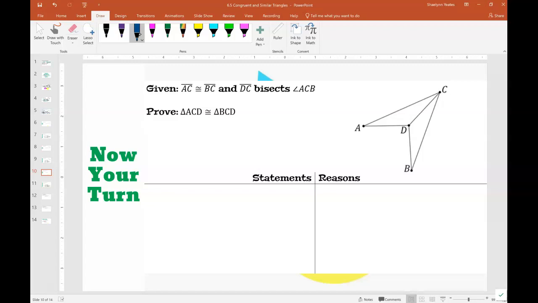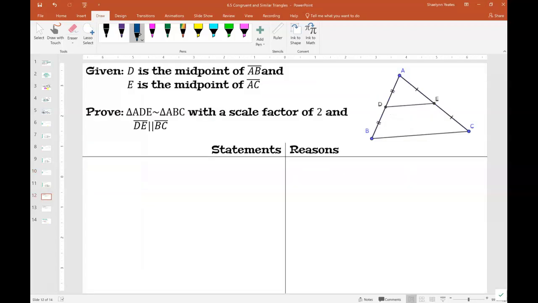Here you're going to prove that these 2 triangles are congruent, and when you are done with that, we will meet back here about proving the midpoint. So we're going to be proving something called the mid-segment theorem, and this is what builds that. So that is a perfect lead up into that, and we will meet back here in a few minutes.